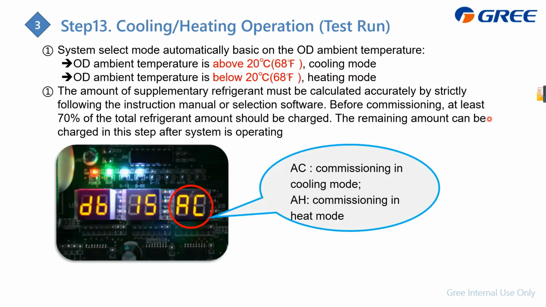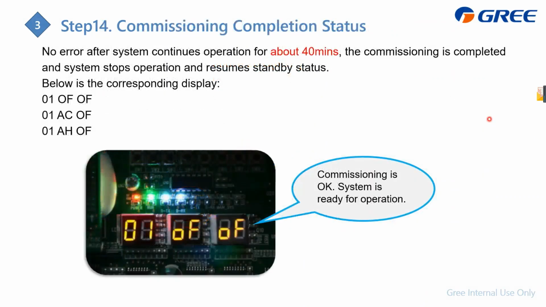And when the unit test runs in cooling and heating mode, we cannot control this unit through the wired controller in this part, and it may take about 40 minutes. It's test running time, about 40 minutes. And after the test running, when the mainboard displays 01 OF, it means its commissioning is okay. The system is ready for operation. Then you can control this system.